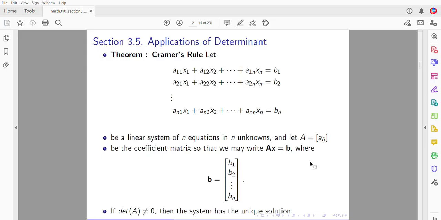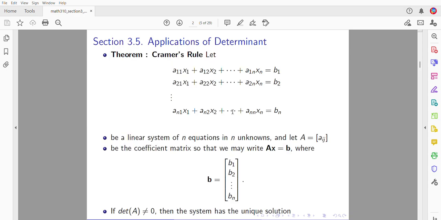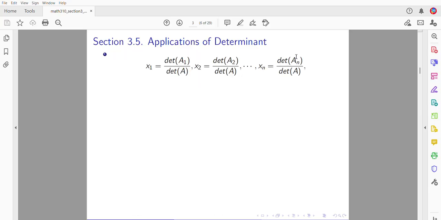If determinant of A is non-zero, the theorem says there is a unique solution given by x1 equals determinant A1 over determinant A, x2 equals determinant A2 over determinant A, xn equals determinant An over determinant A. You know what determinant of A is. A is the coefficient matrix. But what is this An? What is this A2? What is this A1? Each of these Ai is a matrix obtained by replacing the ith column of A by B.